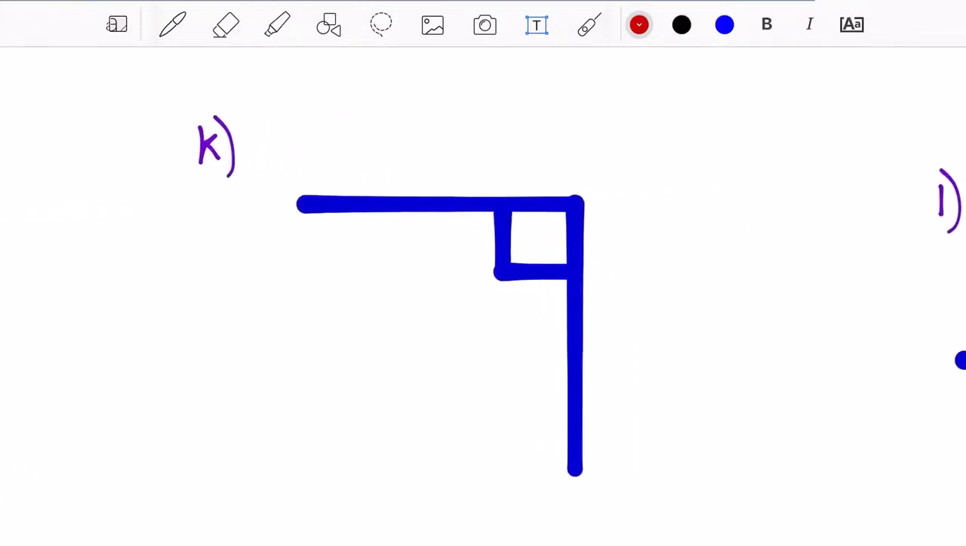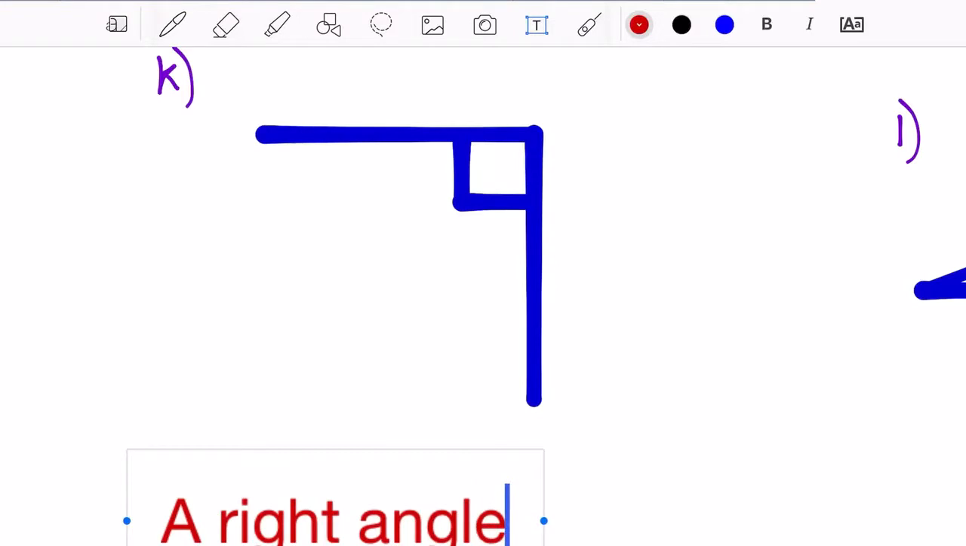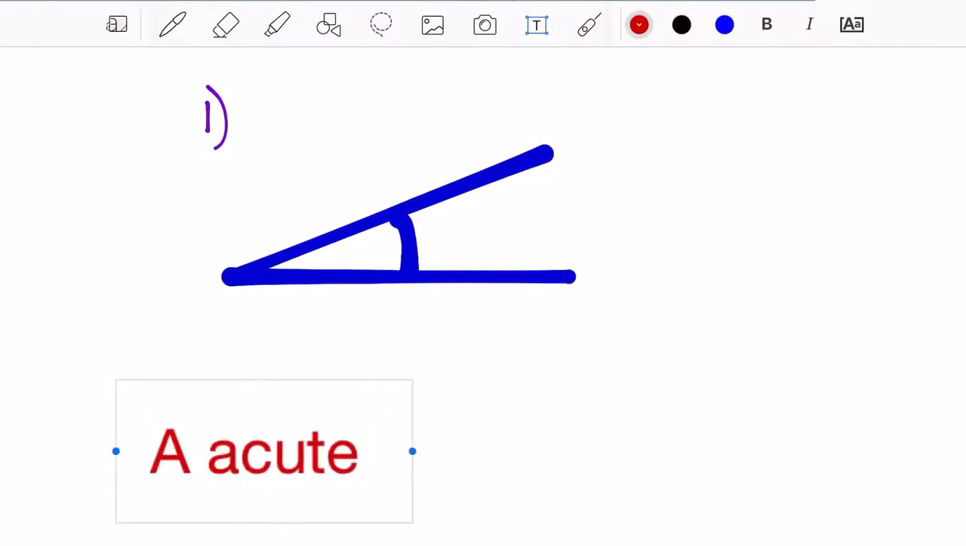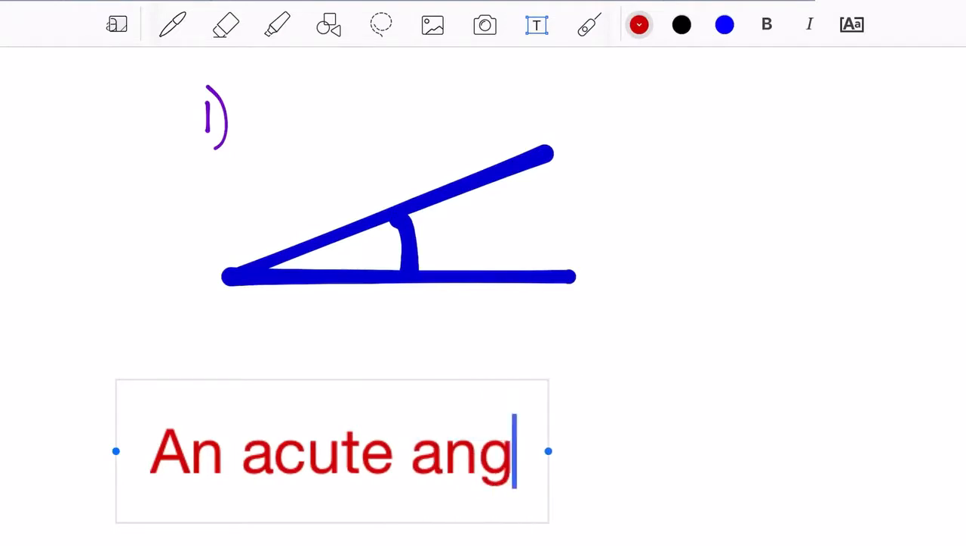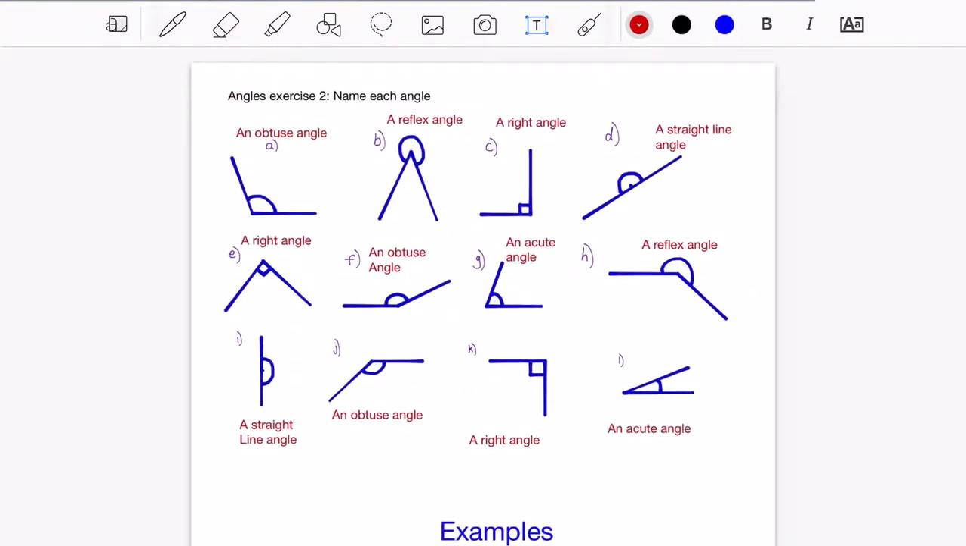K. This is a 90-degree angle, so it's called a right angle. And I, this is a small angle, it's called an acute angle. So that brings us to the end of the exercise.